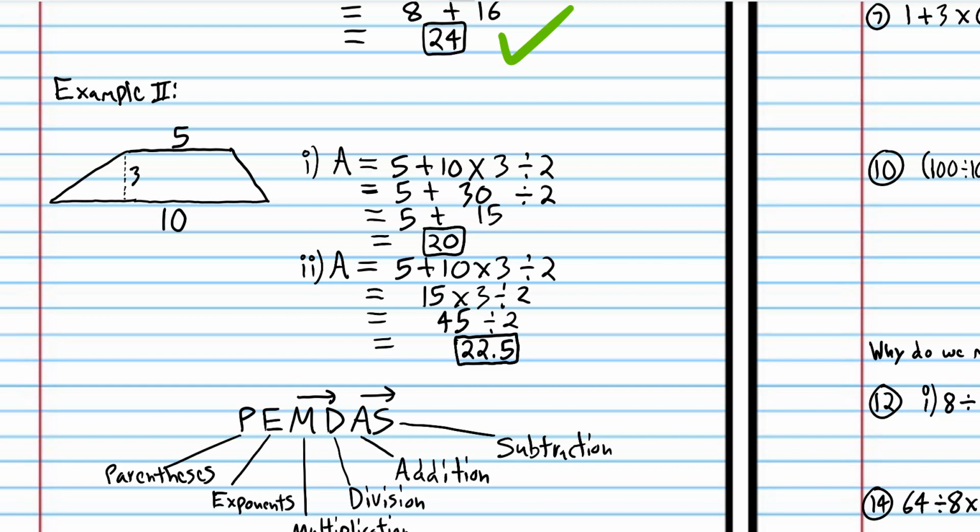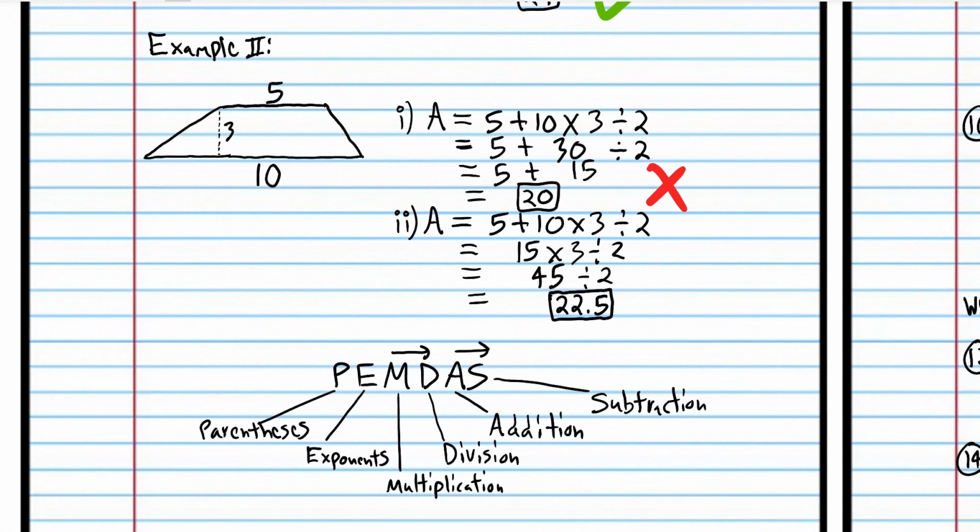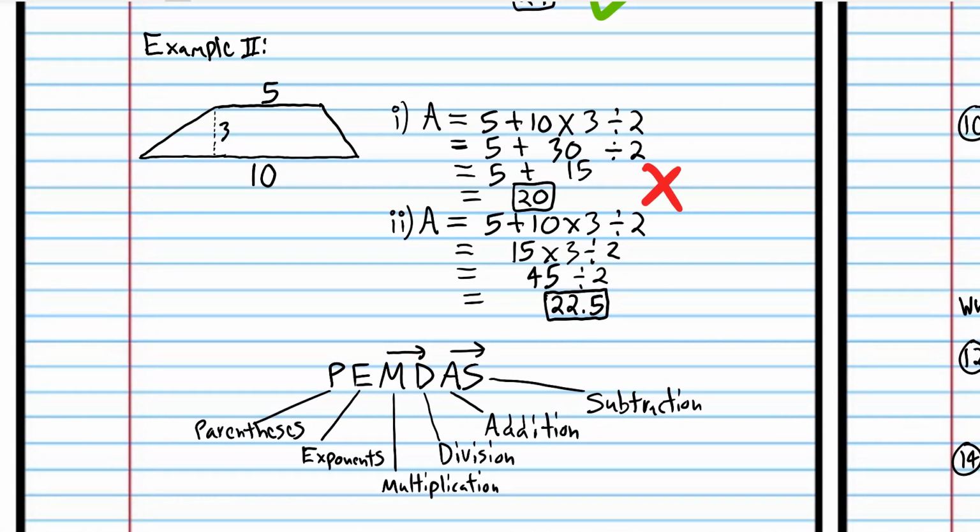And that's actually the wrong answer. 20 is not the area of the trapezoid. So our order of operations agreement didn't work in this case. But if we add first, 5 plus 10 is 15, and then 15 times 3 is 45, and then 45 divided by 2 is 22.5. That gives us the actual area of the trapezoid. That's correct.